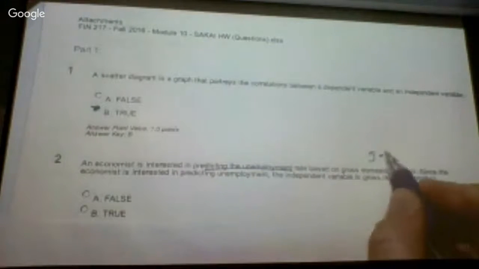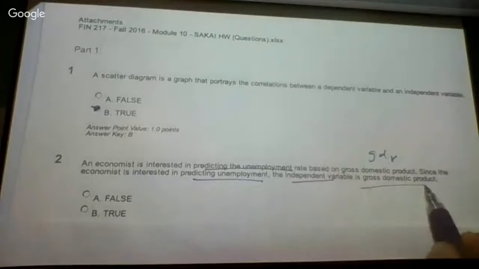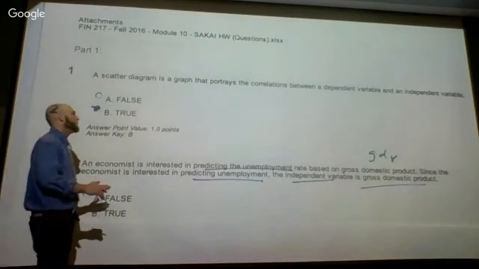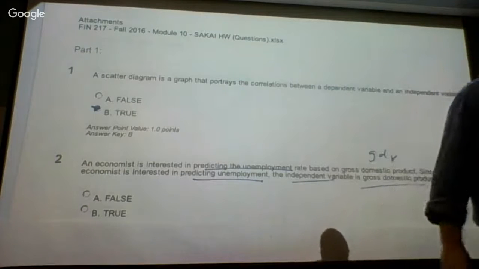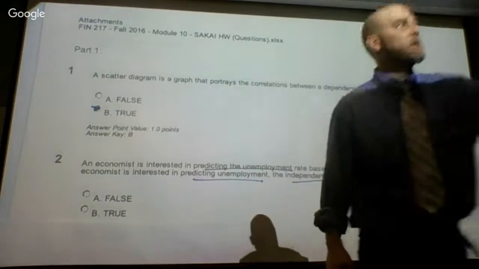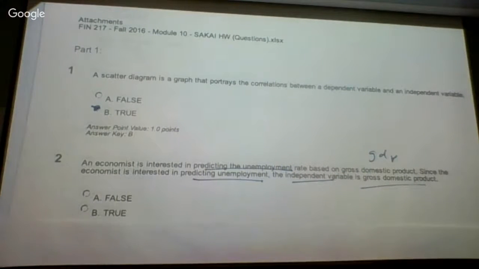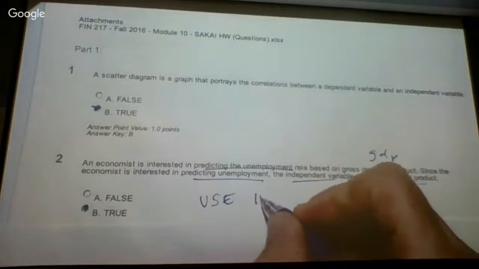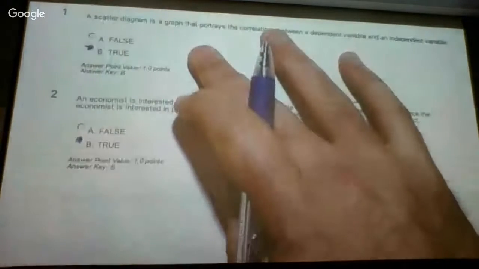An economist is interested in predicting unemployment rate based on GDP. Since the economist is interested in predicting unemployment, the independent variable is GDP. True or false? If we're going to use GDP to predict unemployment, GDP is the independent variable. What do you say? True? I got two trues over here. Do y'all agree with Rachel and Colin? I think I would too. You've established my trust at this point. I believe you. This is true. You use the independent variable to predict the dependent variable. 2 down, 99 to go.